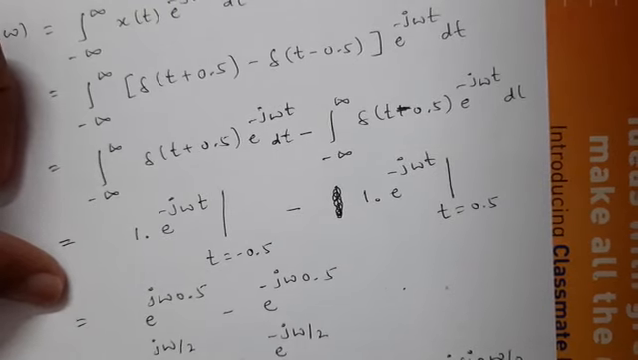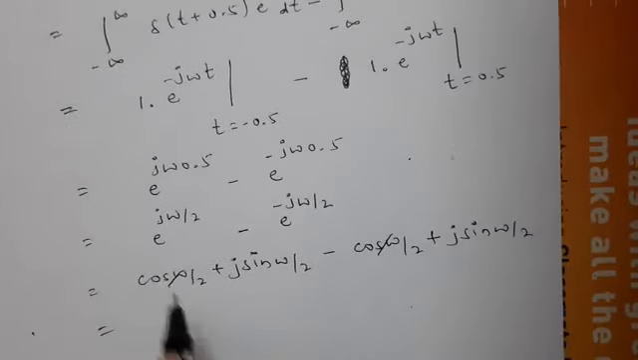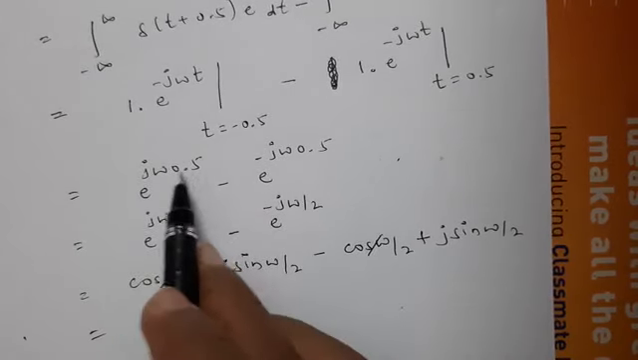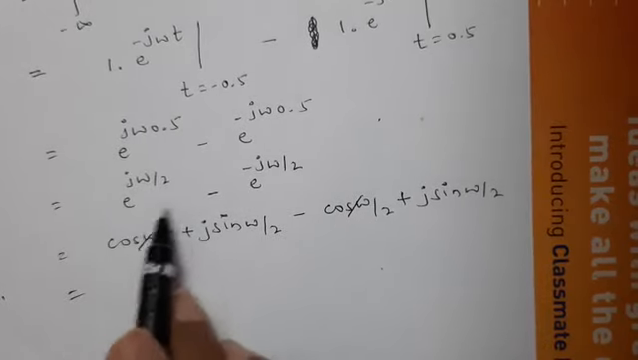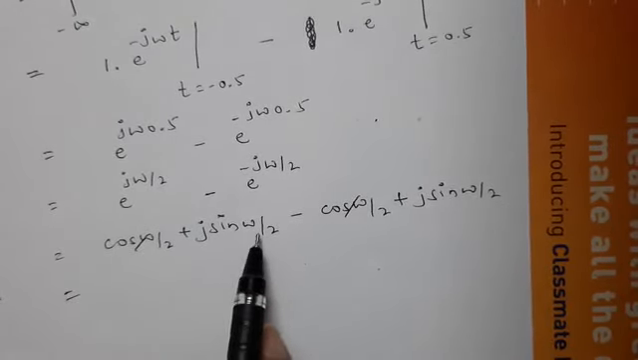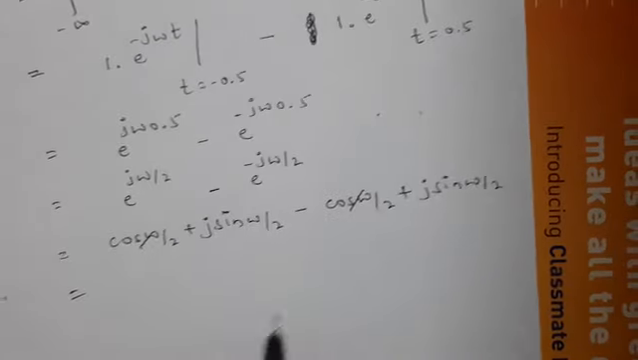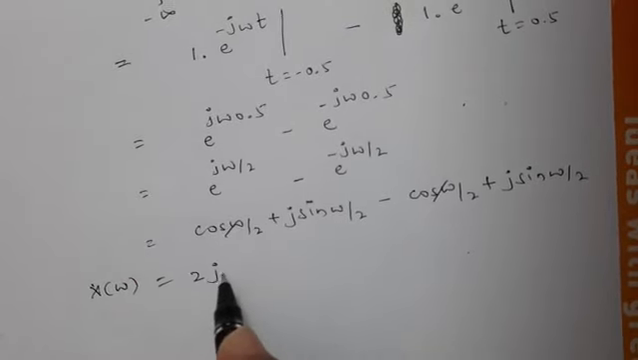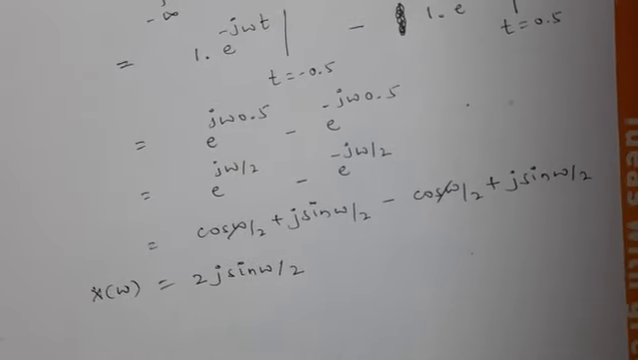Which gives you x of, sorry, so e to the power j omega by 2 minus e to the power minus j omega by 2. 0.5 I have converted to 1 by 2. Then cos omega by 2 plus j sine omega by 2 minus e to the power minus j omega by 2. This one. Okay. And hence you have x of omega as 2j sine of omega by 2.